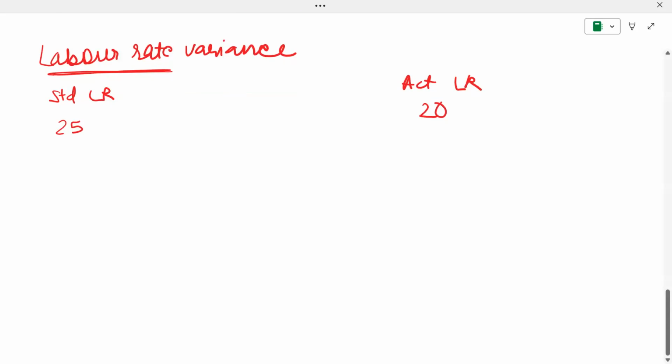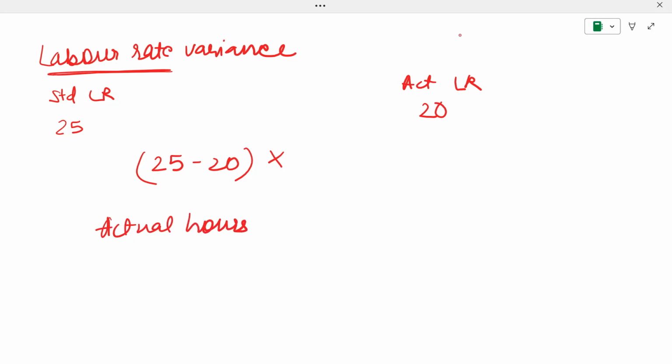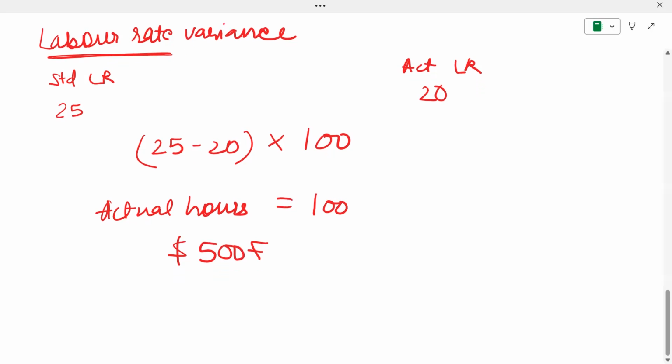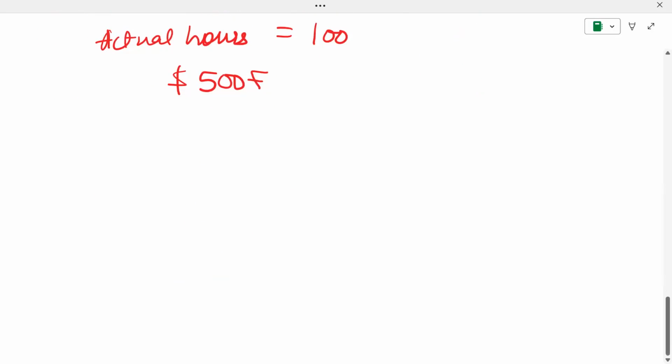So this is basically a comparison. Again, I'm going to get a favorable variance because I have minimized a cost side item. And again, I'm going to multiply this with the actual hours because it's the saving that we have done over the actual hours. So let's suppose the actual hours worked are 100. So I multiply this with 100. So I get $500 favorable variance, which means I have been able to save $500 because of being able to negotiate a lower labor rate with the labor.